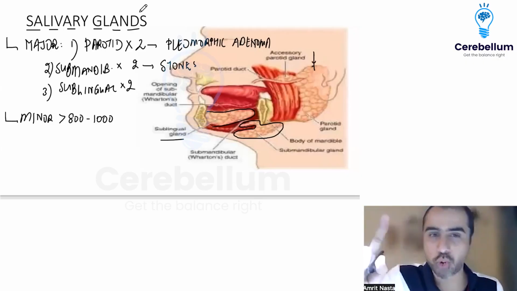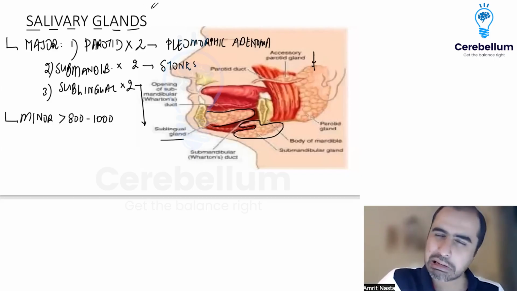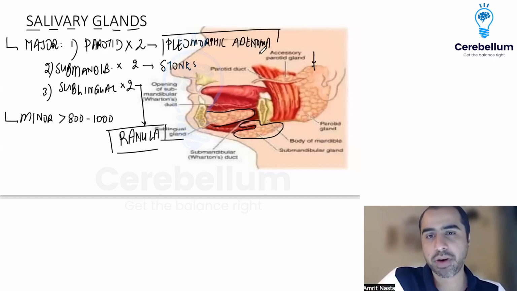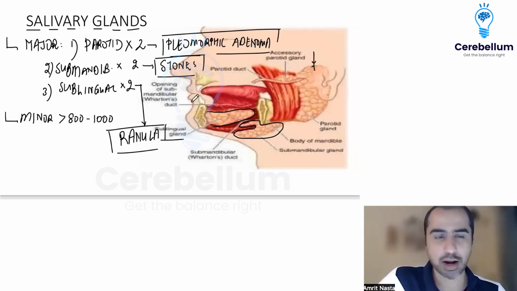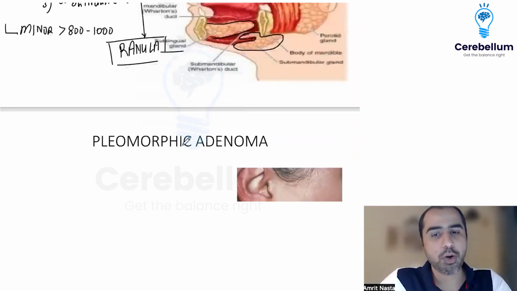Submandibular gland में stone. इसमें क्या होता है? सबलिंगुअल में कौन सी यूनिक बीमारी होती है जो बाकी दो ग्लैंड्स में रेयरली होती है? It's very unique to sublingual salivary glands. Excellent, ranula. Okay, so remember, most common gland for pleomorphic adenoma, parotid. Most common gland for stones will be submandibular. Most common gland for ranula will be sublingual. That is the message. Now come to pleomorphic adenoma.